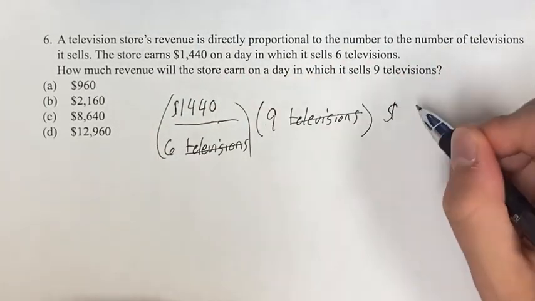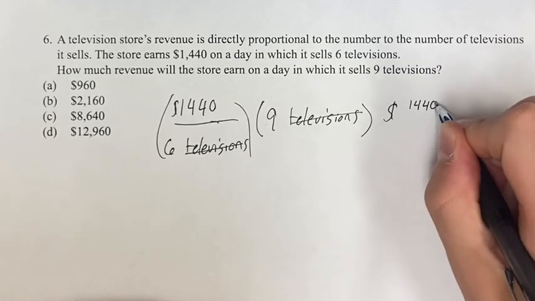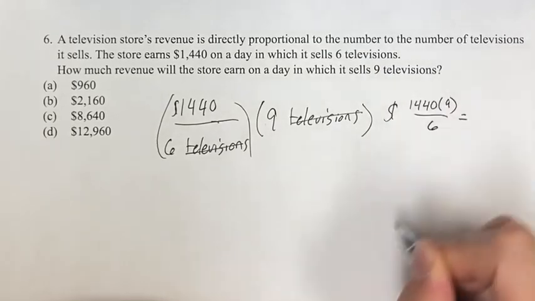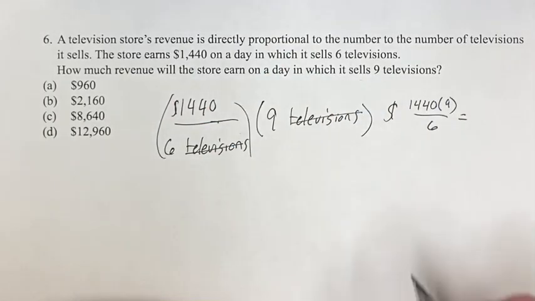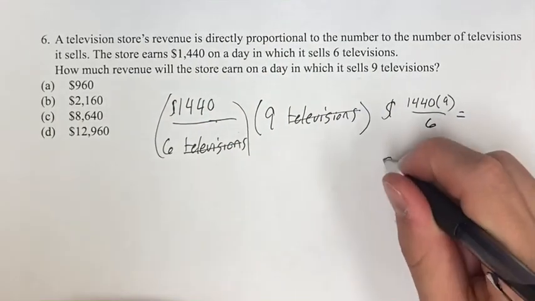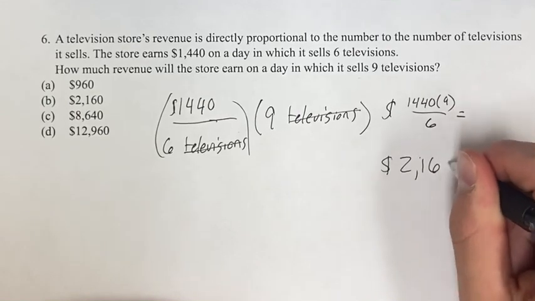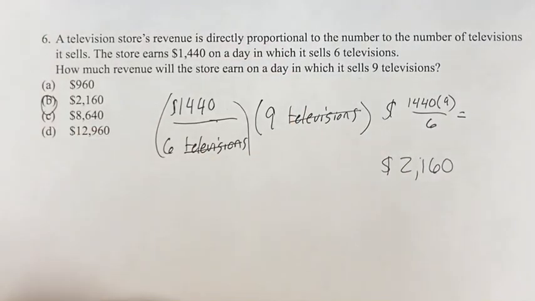But we have it now in terms of dollars. So it's 1440 times 9 divided by 6. This is your monetary amount. This is your revenue for selling 9 televisions. Plug this into your calculator. You get $2,160, which means B is going to be your final answer.